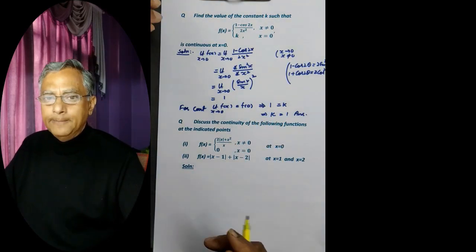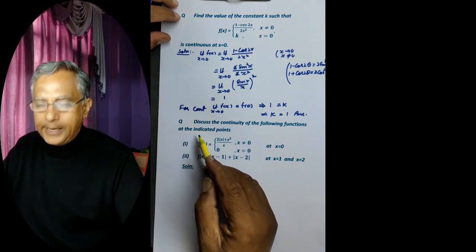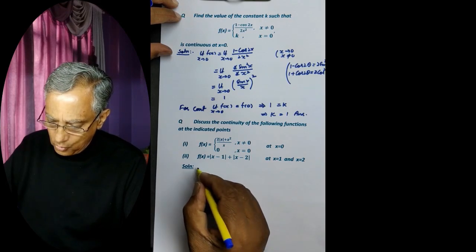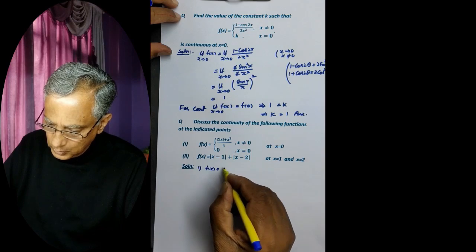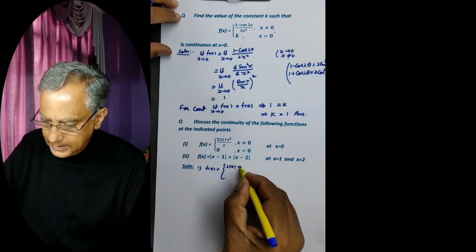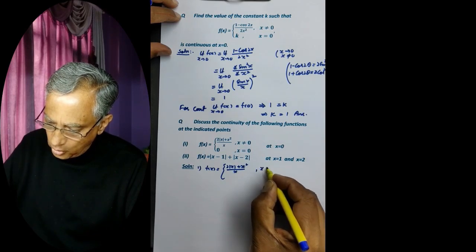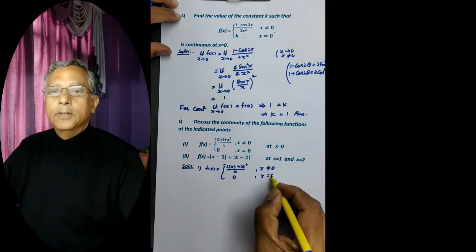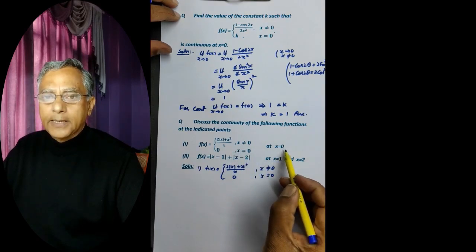And second is, discuss the continuity of the following functions at the indicated points. Now first question is, we have f(x) is equal to (2 mod x plus x square) whole divided by x if x is not equal to 0, and 0 if x is equal to 0. Then the point to be considered is x equal to 0.